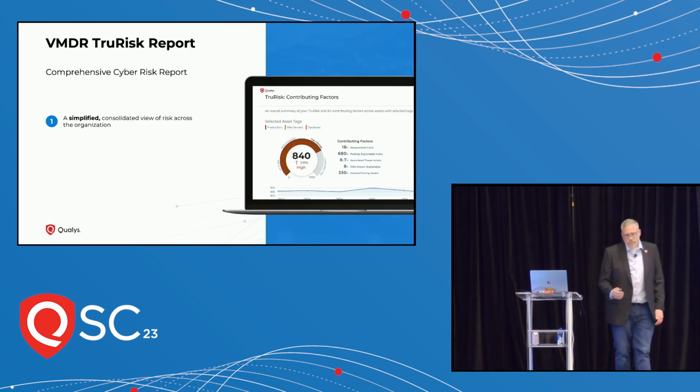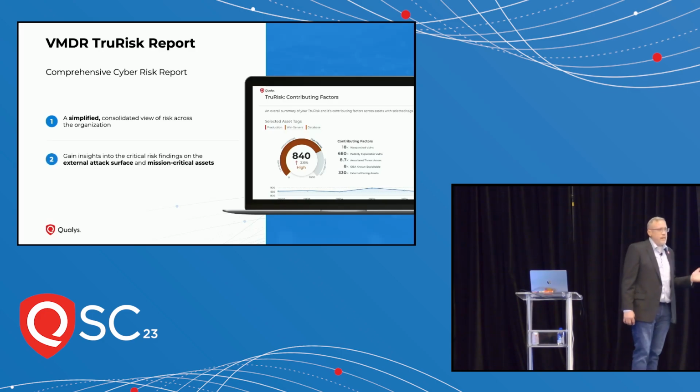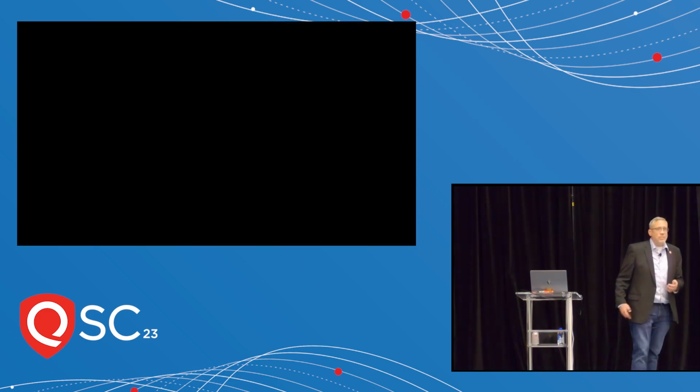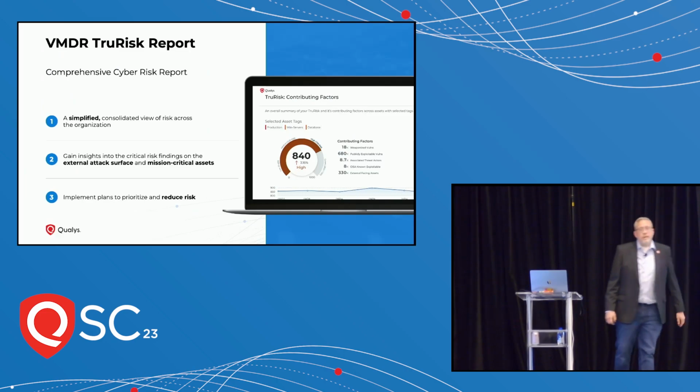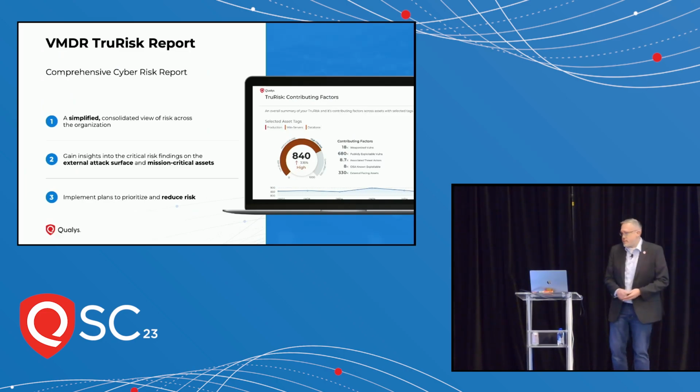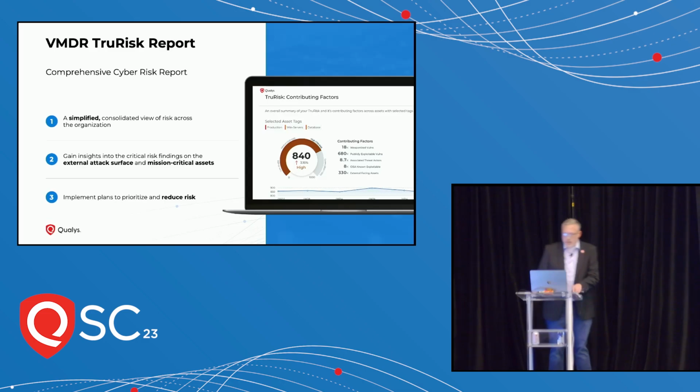This True Risk report focuses on the external and the most risky assets in your organization as well. So you're getting an overall high-level view of how you're looking from a program maturity standpoint, but it's also pointing out some of the points of improvement. And what do you do with that, right? What do we do with it? Now that we have this information, we're going to work to implement plans to reduce risk. We're going to eliminate that risk. So I'm going to go directly into the report and show you that.